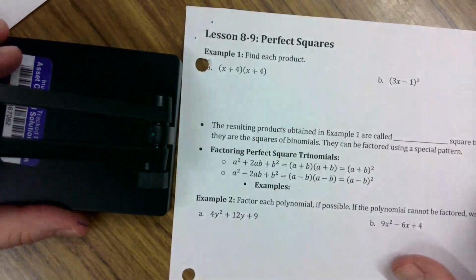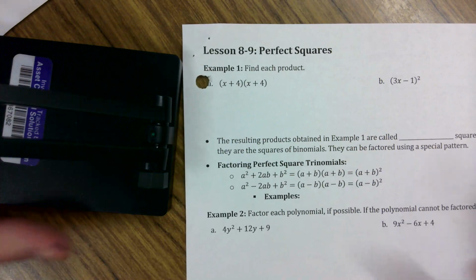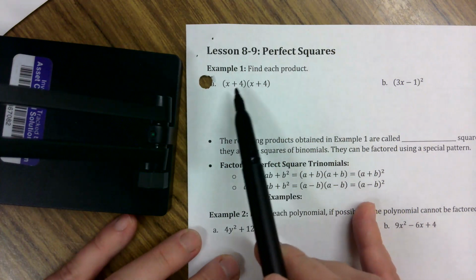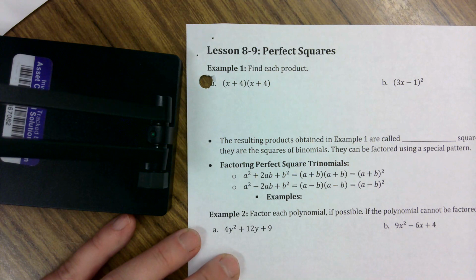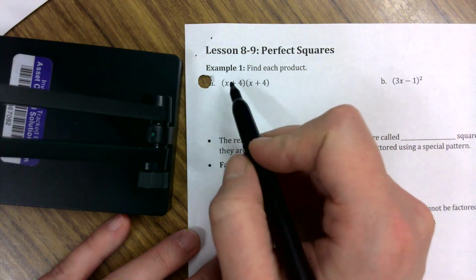Okay, this is the last of factoring. Another type is perfect squares. So when you have the same thing twice, it's called a perfect square. When you have the same factor twice, I should say.